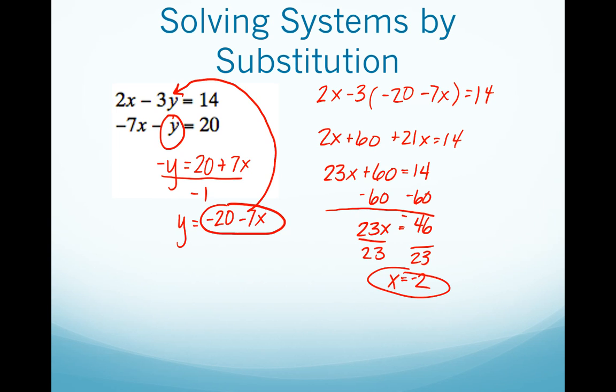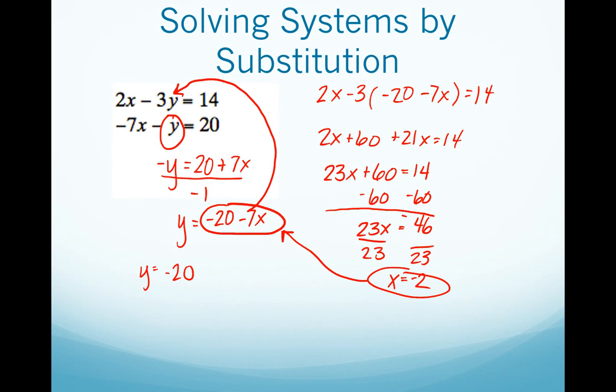Again, if there's only one choice that has x equals -2, stop and move on to the next question. If you need to solve for y, we can take this x and plug it into one of the originals. Or again, a little time saving tip, y is already isolated here. So if we plug it in there, it's just a little quicker.